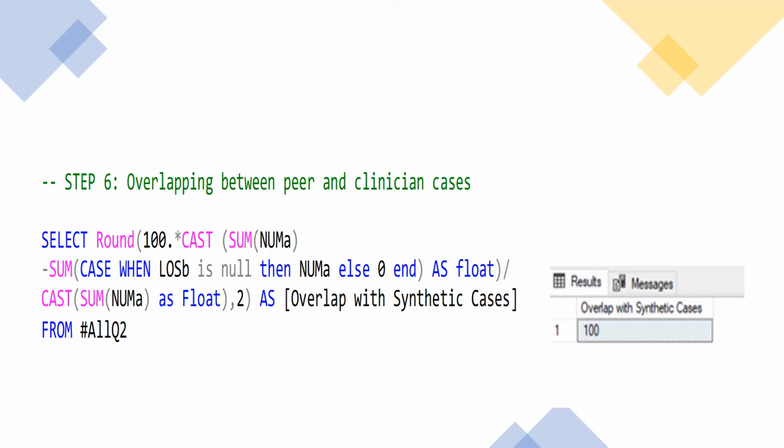In the next step, I calculated the overlap between the peer and clinician cases after the synthetic cases were done. And as we've seen, the overlap with synthetic cases is 100%, which means that the matching was done correctly.